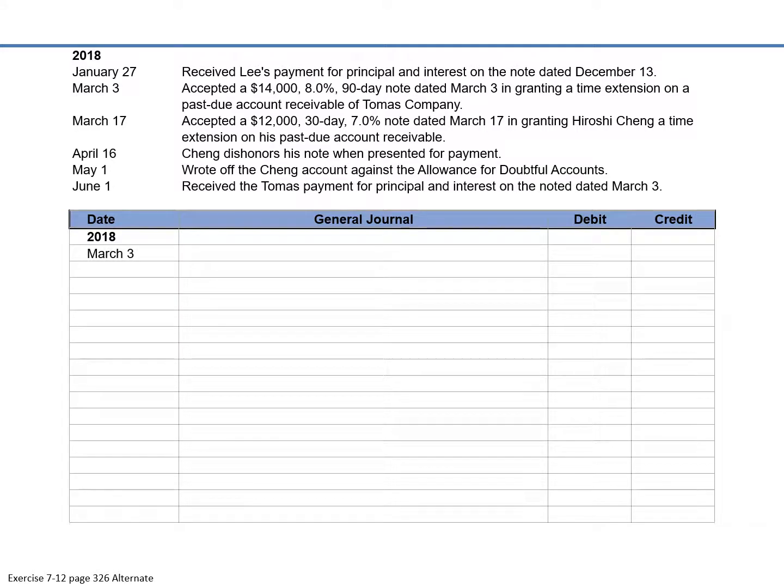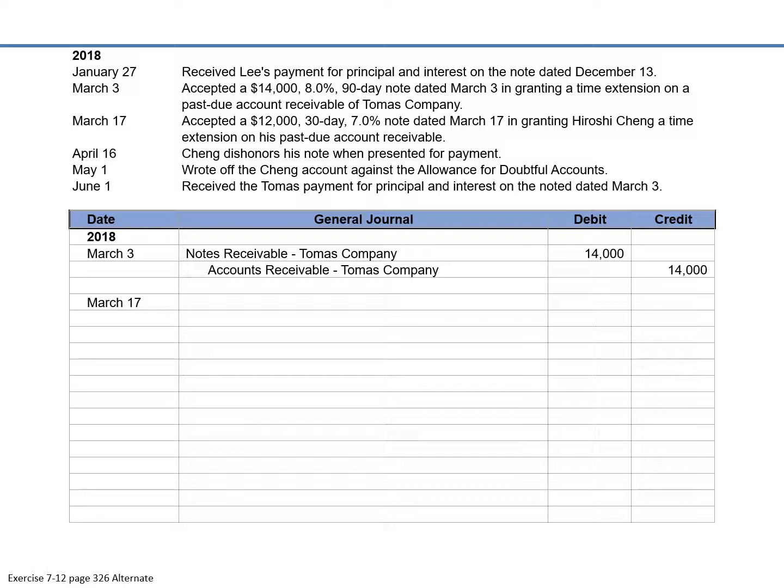Then on March 3rd, we accepted a $14,000 8% 90-day note. So we're going to record a notes receivable to Tomas Company for $14,000. We're going to record a reduction in the accounts receivable that Tomas had that is past due. We do that with a credit of $14,000.